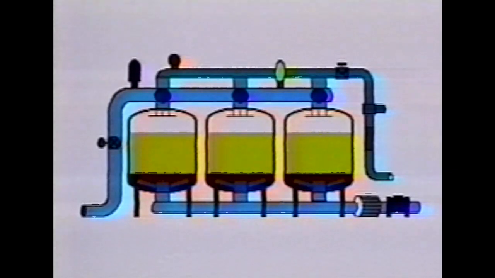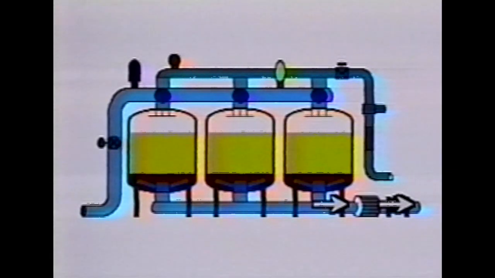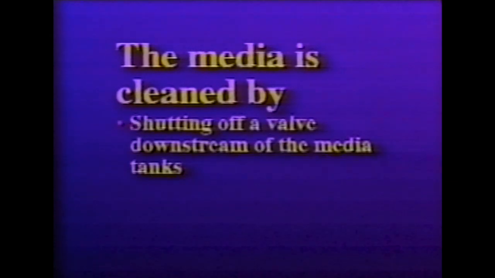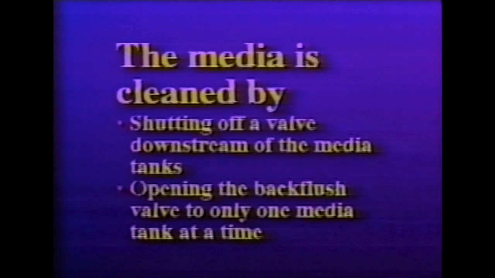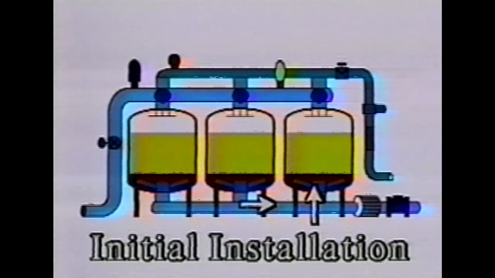It is necessary to clean the media and remove those fine particles before irrigation water is allowed to pass from the media tanks and into the irrigation system. The media is cleaned by shutting off a valve downstream of the media tanks and then opening the backflush valve to only one media tank at a time. In other words, the total flow into the media tanks will only equal the backflush water for one tank.